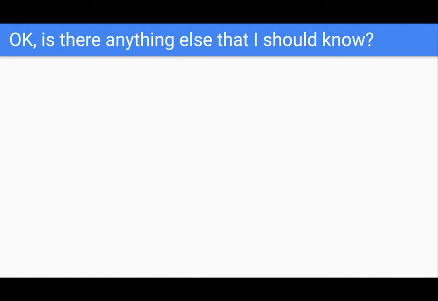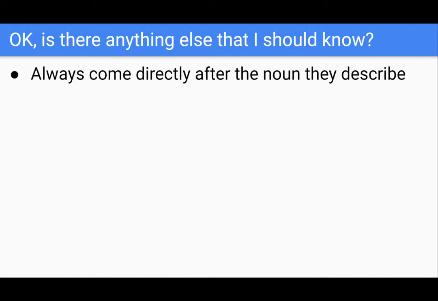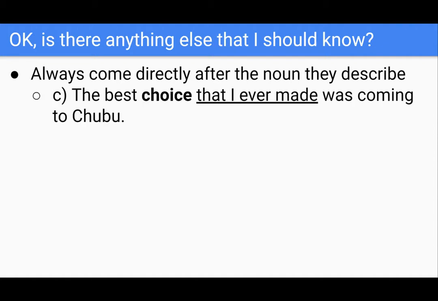Okay, so is there anything else that you need to know? Like I said, adjective clauses always come directly after the noun they describe. That's always 100% true. Okay, so for example, C, the best choice that I ever made was coming to Chubu. Maybe that's true for you, or maybe it's true for me. It's just an example. So this adjective clause is describing choice, okay?